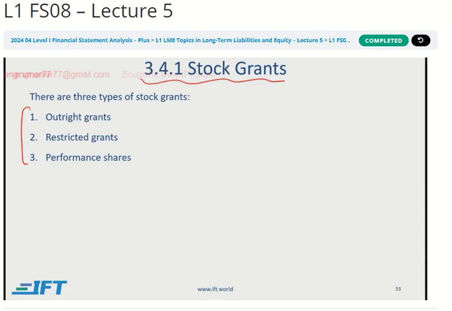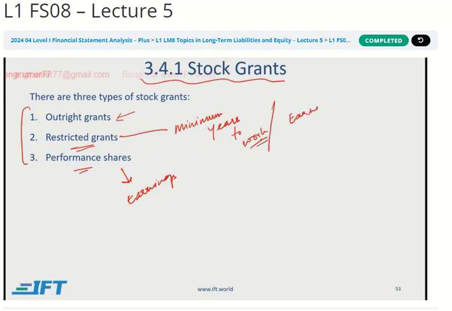Right, so let's get into the first type of share-based compensation, which is stock grants. And within stock grants, you have three different types. Outright grants, where you just give them the stock, no questions asked, no strings attached. Or you can have some conditions, where either they are restricted grants, where the stock will only be given to them if they complete certain requirements, such as working for the company for a minimum number of years. Or you can have performance-based grants, where the earnings have to be there.